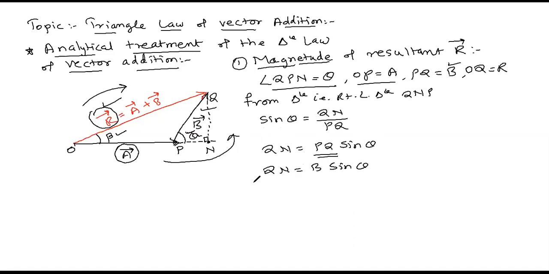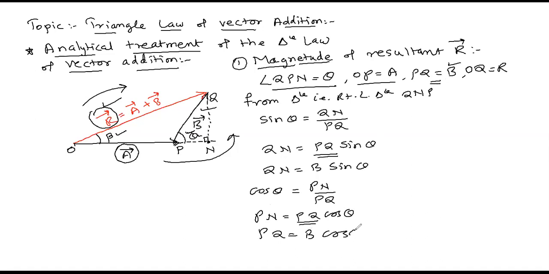Again, go for cos theta. In the same right angle triangle, cos theta is equal to adjacent side divided by hypotenuse, that is PN by PQ. So I can write PN is equal to PQ cos theta. Again, I do not have this PN. What is the value of PQ here? PQ is nothing but B. So PN is B cos theta. So I got these two equations, the values of QN and PN, from this right angle triangle.